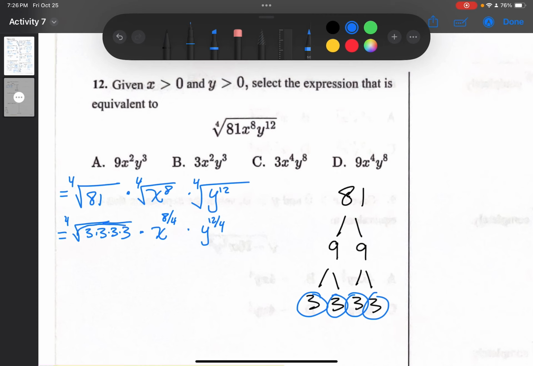Now we find those groups. So there are four 3s. So we take out that 3, remember, it stays out of the radical. And we simplify the rest. And we should see the answer right on.